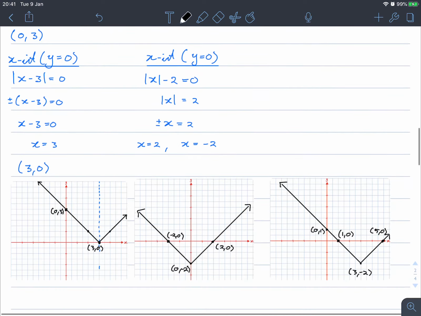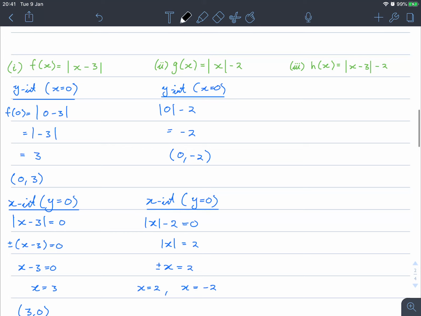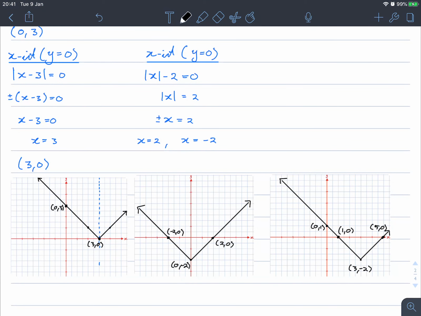So I hope that gave you an insight into the appearance of the absolute value function, as well as how to graph it using the points, the x and y intercepts, as well as the symmetrical feature of the graph itself.